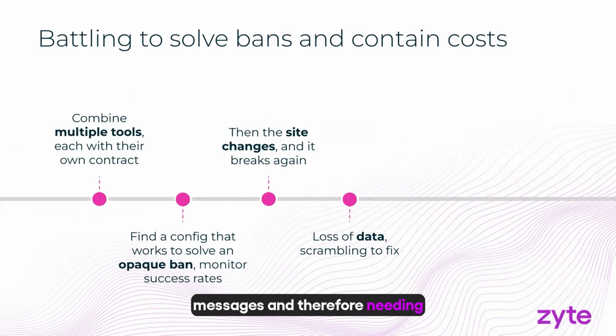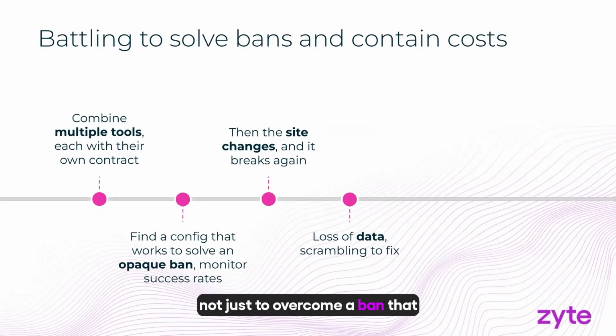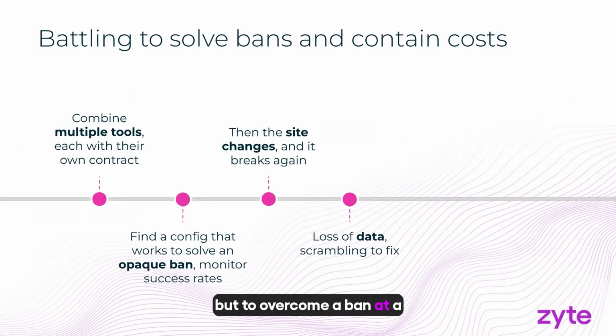And therefore, needing to juggle with multiple tools, not just to overcome a ban, which can be done relatively simply using a highly expensive tool, but to overcome a ban at a minimized cost, is an opaque activity. It's one of trial and error. We see this with organizations needing to work to get a configuration which solves the ban, to monitor the success rate. Okay, it's above 95%, but now it's dropping over the next few days. We need to do something.